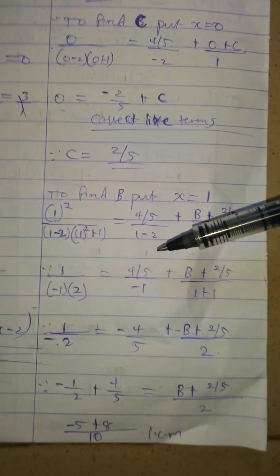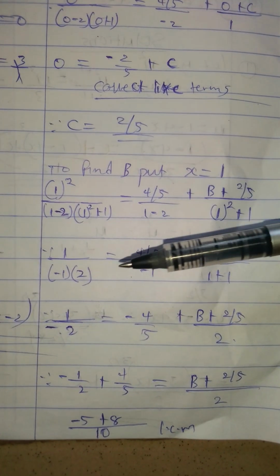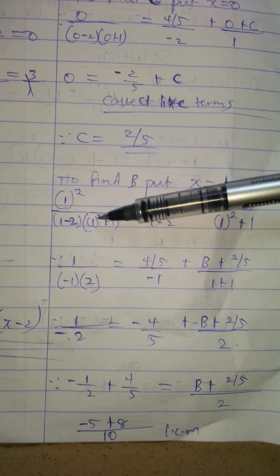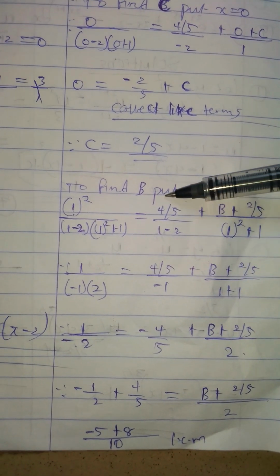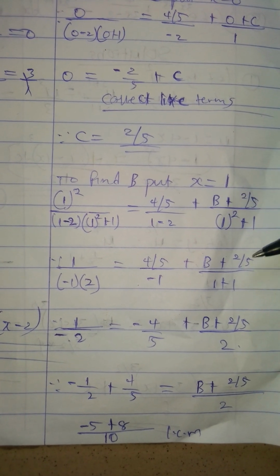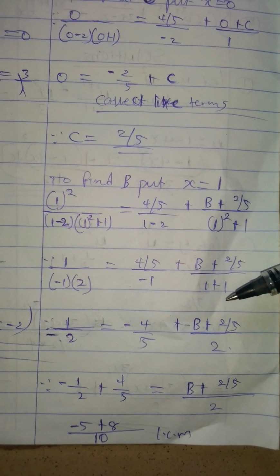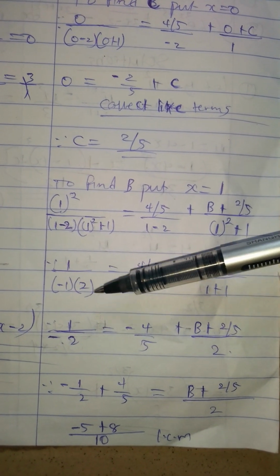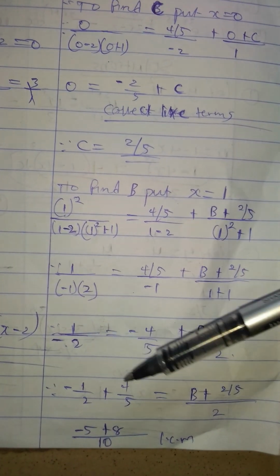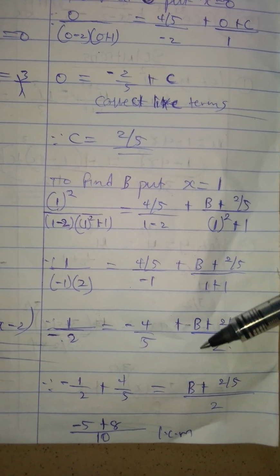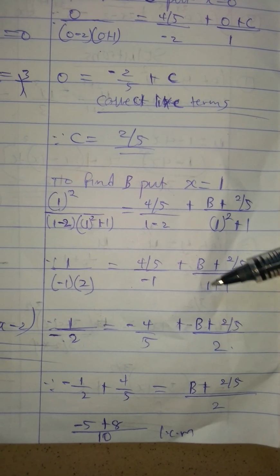So therefore that becomes 1 squared is 1 all over 1 minus 2 is minus 1. 1 squared plus 1 gives 2. Equals 4 over 5 all over 1 minus 2 is minus 1, plus b plus 2 over 5 all over 1 squared is 1, 1 plus 1 is 2. So minus 1 times 2 is minus 2. So that becomes minus 1 over 2 equals 4 over 5 divided by minus 1, which gives minus 4 over 5, plus b plus 2 over 5 all over 1 plus 1 is 2.